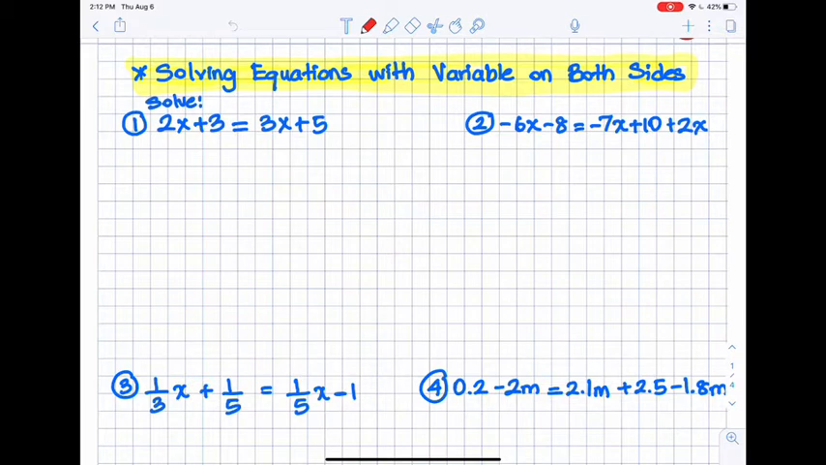To do this, we're going to start by clearing fractions or decimals if we have any. We are going to clear parentheses or apply the distributive property. We are going to get the variable terms on one side. We're going to undo addition or subtraction using the inverse operation. We are going to undo multiplication or division as our last step. Okay, let's start with question number 1.